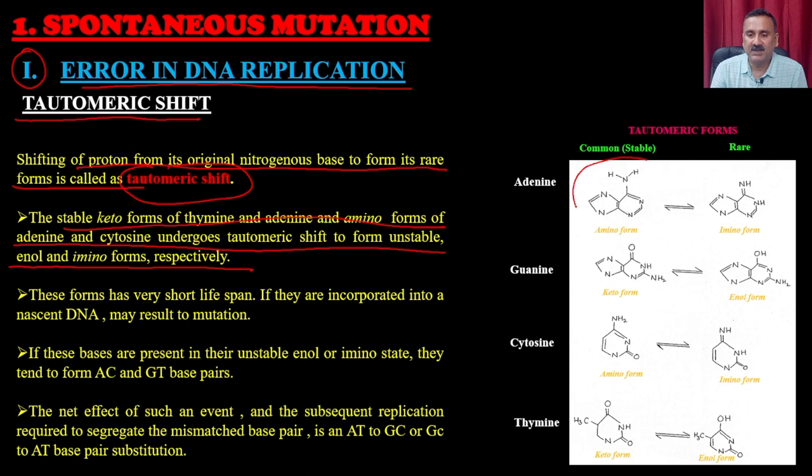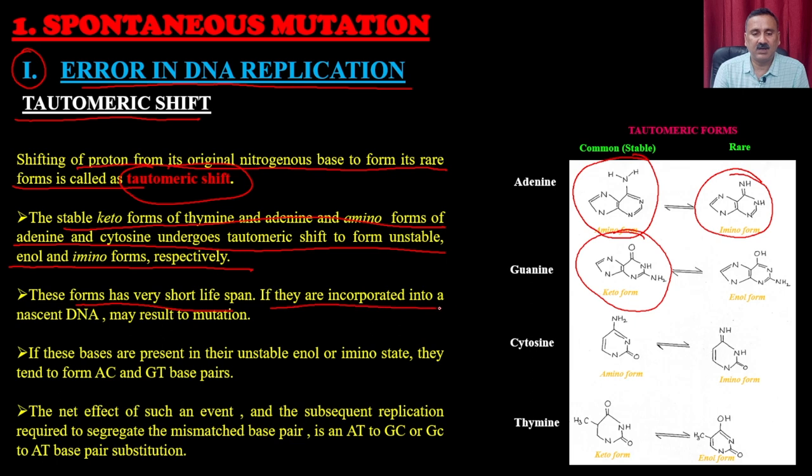For example, you have the stable amino form of adenine and cytosine. Once it goes through the tautomeric shift, it is going to form the imino forms, and these imino forms are very rare, and they are unstable. These forms have very short lifespans. If they are incorporated into nascent DNA, they may result in mutations. If these bases are present in their unstable enol or imino state, they tend to form AC and GT base pairing. This AC and GT base pairing is not allowed, and it is just going to distort the DNA structure.